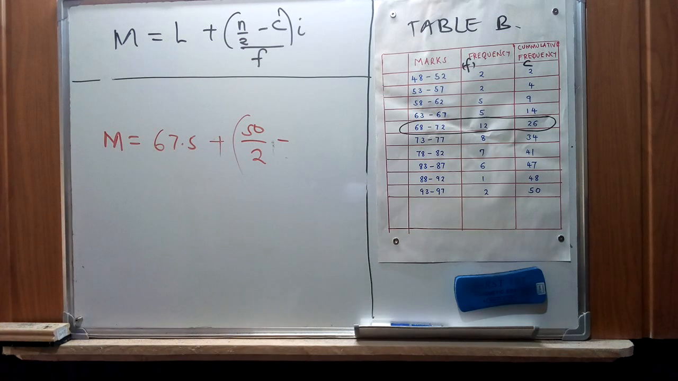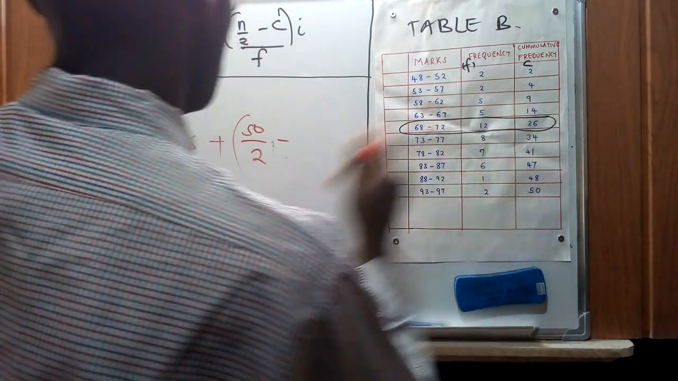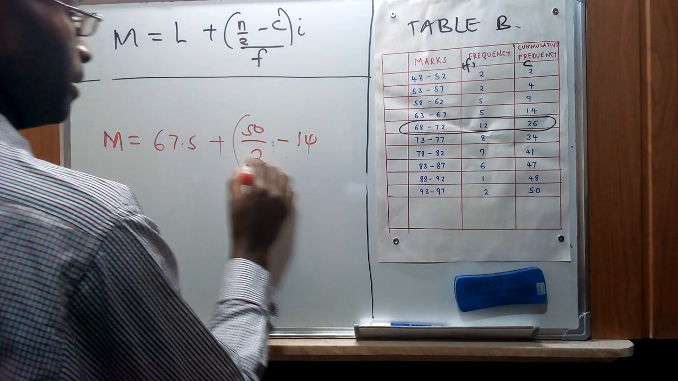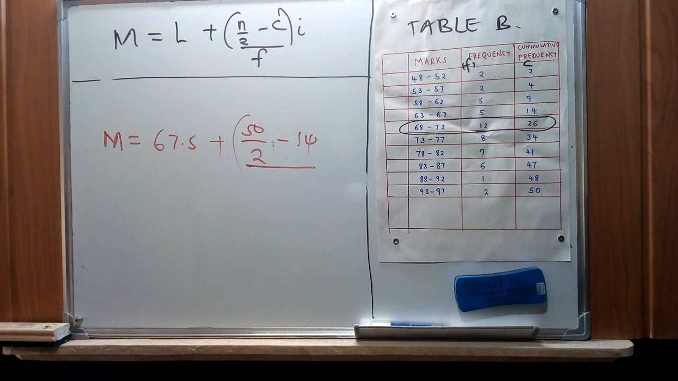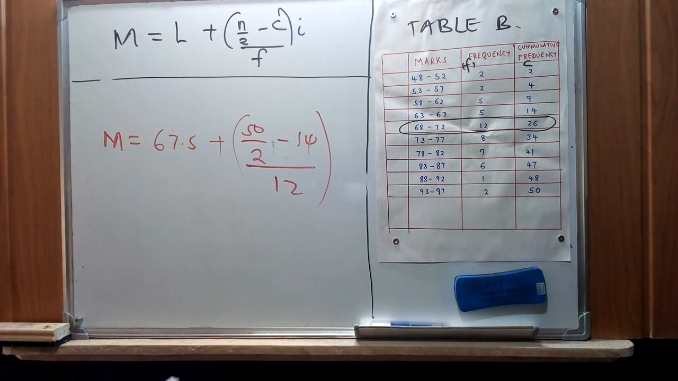Now, C we defined as the cumulative frequency above the median class. The cumulative frequency above the median class, in this sense, is going to be 14. And therefore, the value of that is going to be over F. And we said F is the frequency of the median class, which is of course 12. And then that one times the interval.